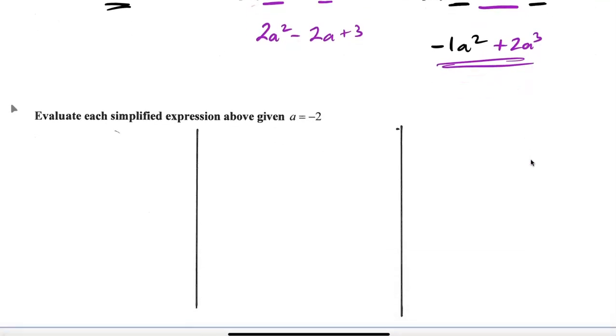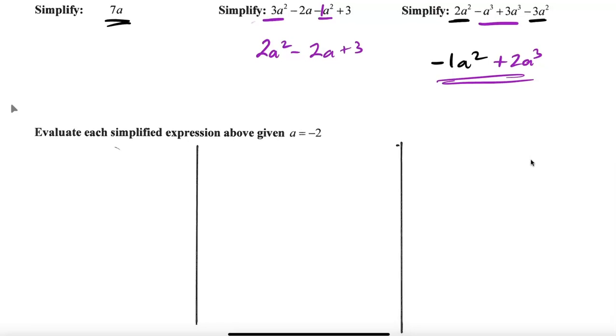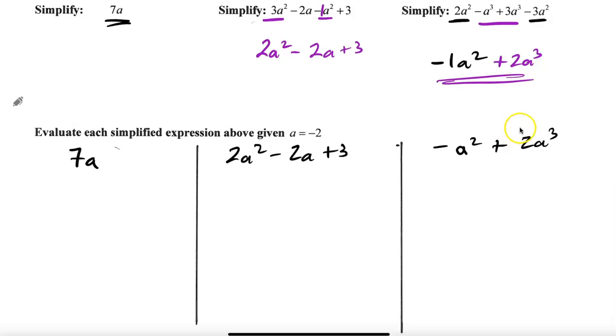So next, evaluate each simplified expression above given a is negative 2. We want to go back to our values here. Our answers are 2a squared minus 2a plus 3, and negative a squared plus 2a cubed. You can put the negative 1 in front, but you don't really need the 1. Anytime it's a 1, you can just leave it. But either way it works.